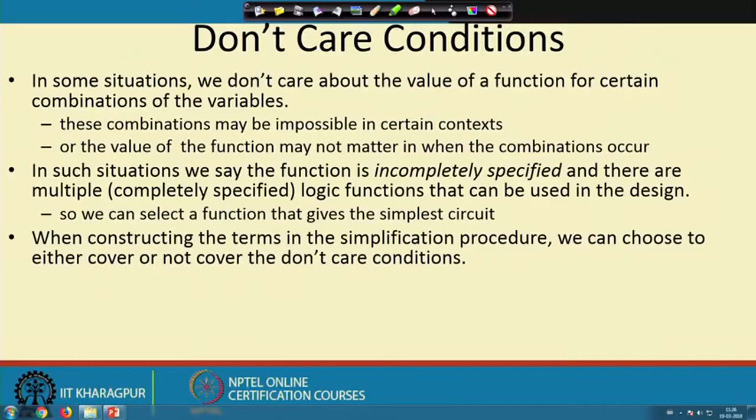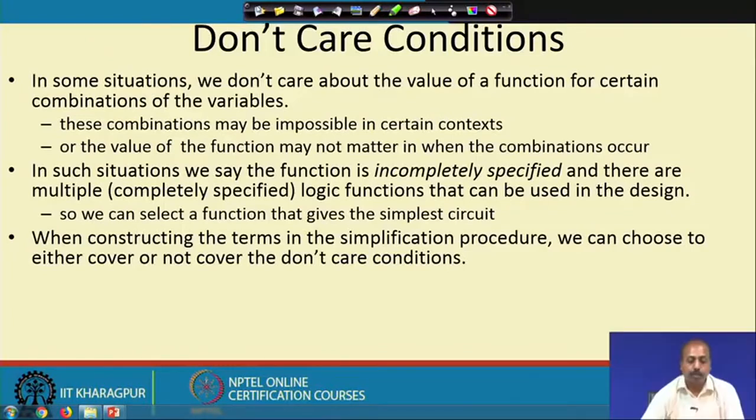So, in case of this do not care condition, what is happening is that the original function that we are given is an incompletely specified function. It is incompletely specified because for some combinations of input we did not mention what the output is. The output can be anything. The designer is not bothered about the output for those cases. So, in that sense, I can get multiple functions.